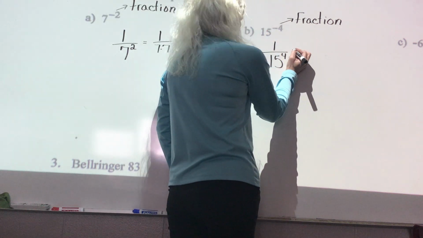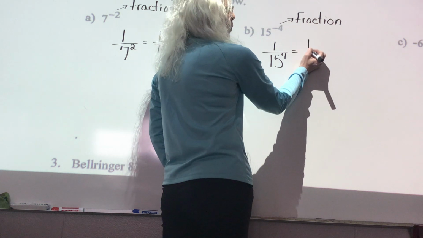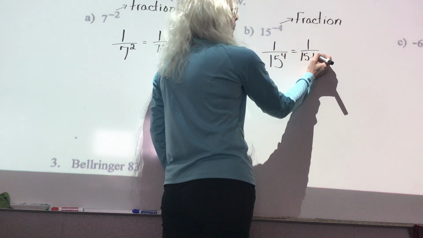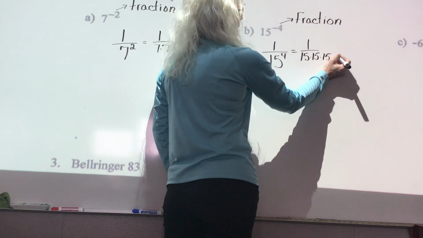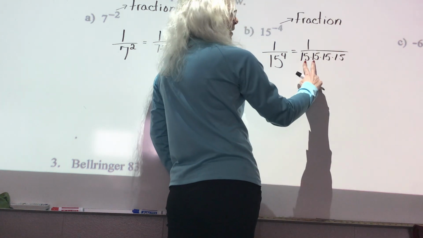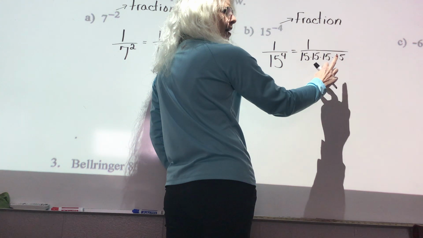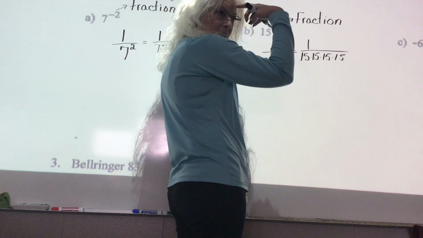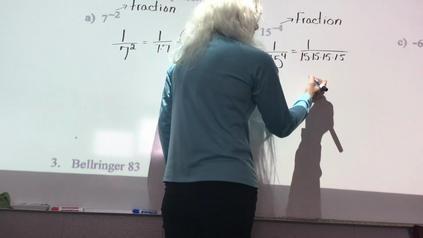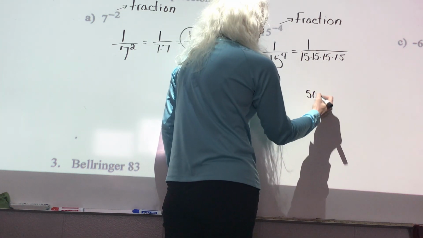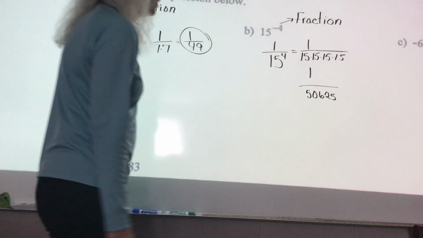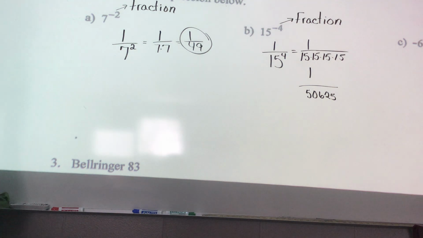Then, to evaluate this, the 4 only goes with the 15, so you do 15 times 15 times 15 times 15. So 15 times 15 is 225, 225 times 15 is 3,375, 3,375 times 15 is, what is it? 50,625 over 1. So make sure you know all 4 of those are equivalent expressions.